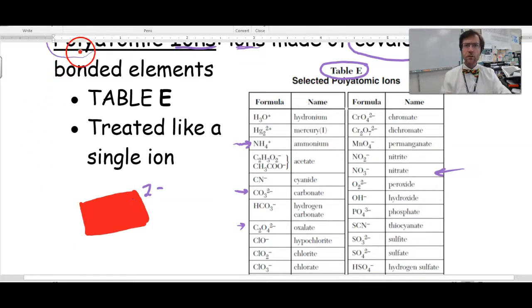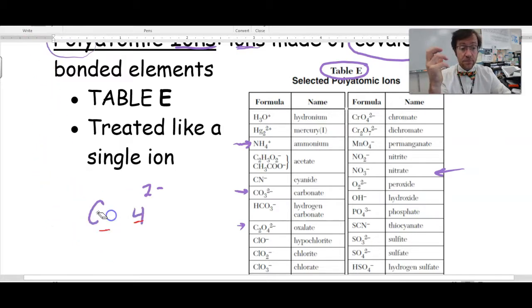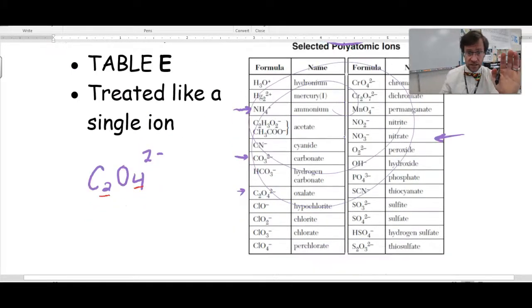So when it's floating around in solution, it acts like it's one block with a 2 minus charge, but when we write it down, we want to see what it's made out of, and it is made of C2O4. Are you guys picking up what I'm putting down? But like I said, they are all going to be right here. These are the only ones. There are no other weird ones that we need to worry about.